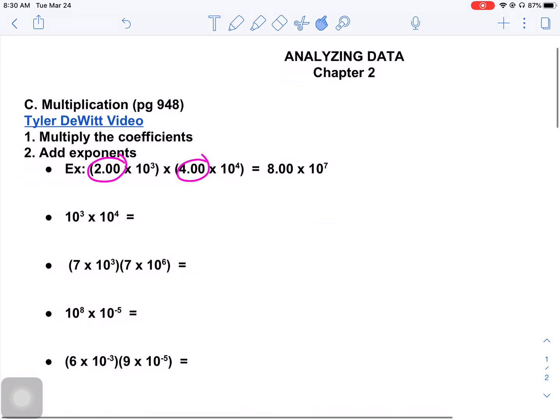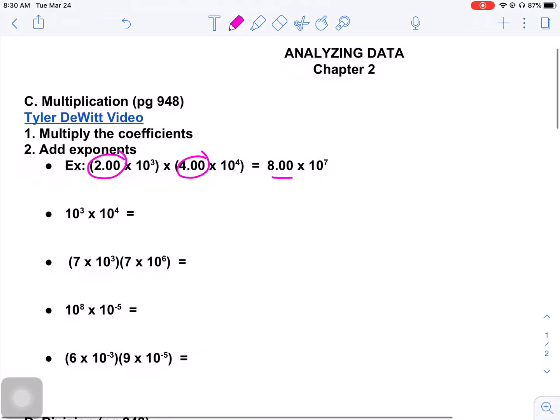Simple enough. Great. All right, step 2 for multiplication. We are going to add the exponents. So in this case, we have exponent 3 and exponent 4. 3 plus 4 is exponent 7. So 2 times 10 to the third multiplied by 4 times 10 to the fourth is equal to 8 times 10 to the seventh. Don't worry about those zeros after the decimal. We'll talk a little bit about those in a later unit.